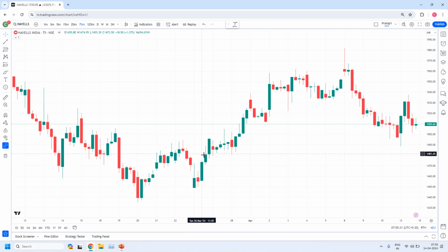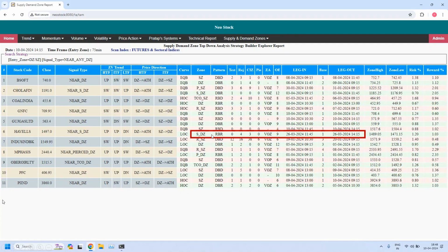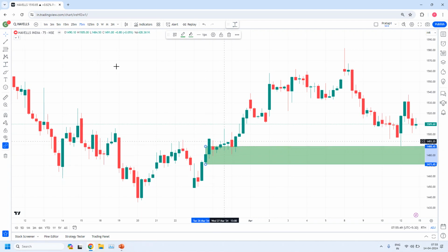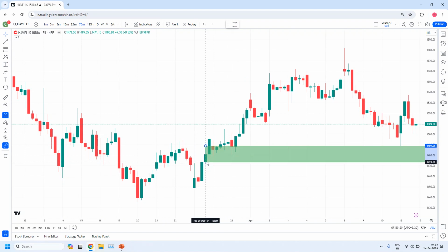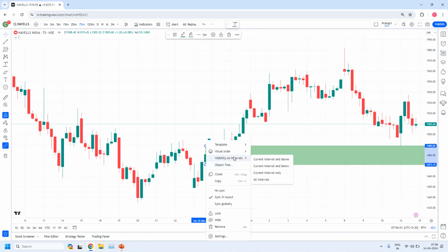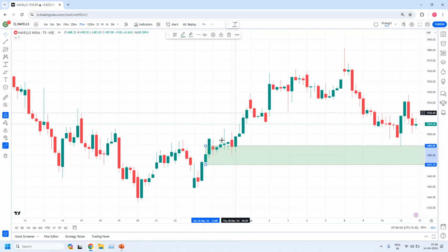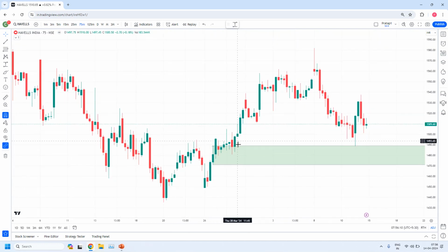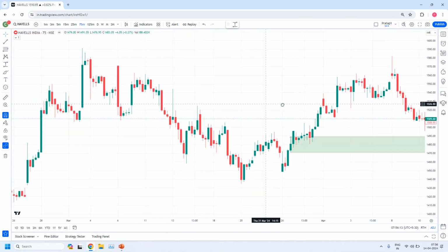We have a rally candle, base candle, and again rally candle. Rally, base, rally. See here? RBR, rally, base, rally. This is the 75 minutes high liquidity demand zone. So let me draw the zone. Let me change the color to light color. So this is a 75 minutes demand zone, rally, base, rally. And prices have already entered earlier several times.